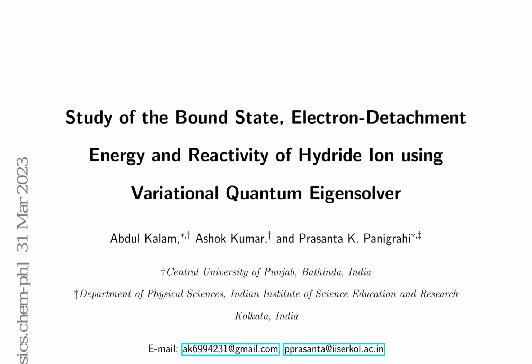For two proton transfer reactions involving the hydride ion, the energy calculated using the VQE algorithm has been found to be exothermic, with a significant improvement over previous studies. This suggests that the VQE algorithm can be a valuable tool in understanding chemical reactivity and molecular energies, particularly for highly correlated molecules.